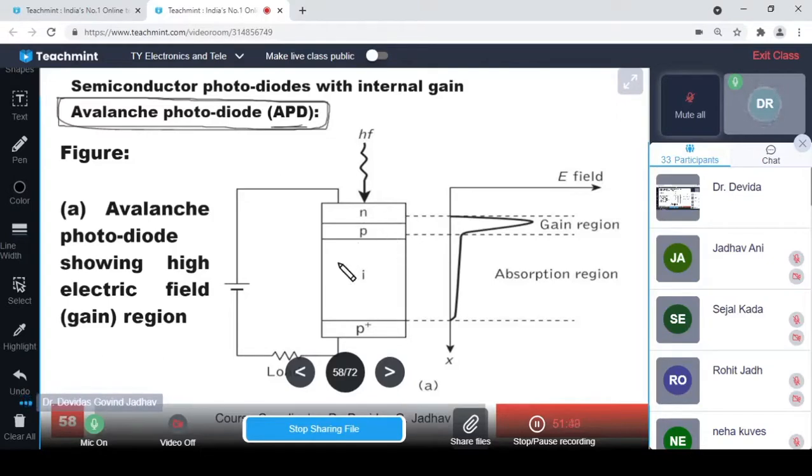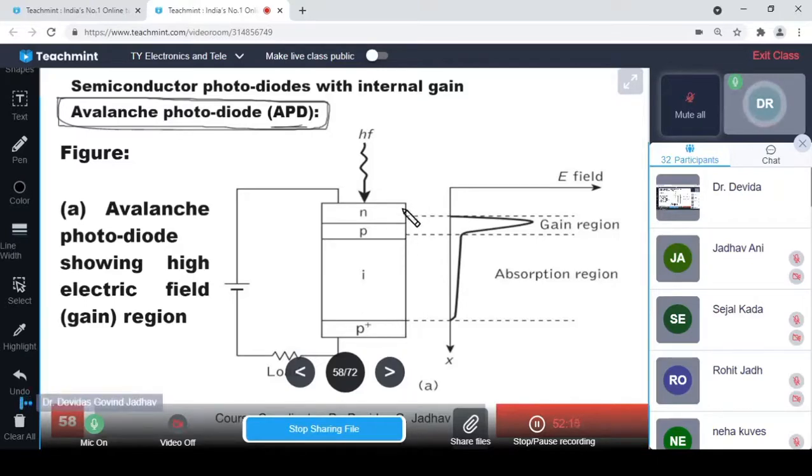Okay, this is the constructional difference between PIN and APD. Intrinsic area and PN junction are separated. That means the intrinsic area is created in between the P region. In between the N region also it can be created, no problem, but it is created in between the P region. So this is the junction.